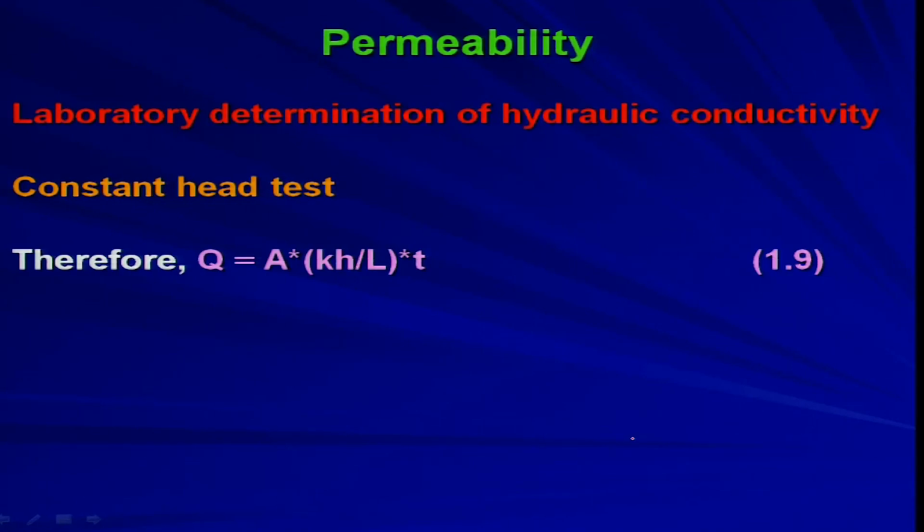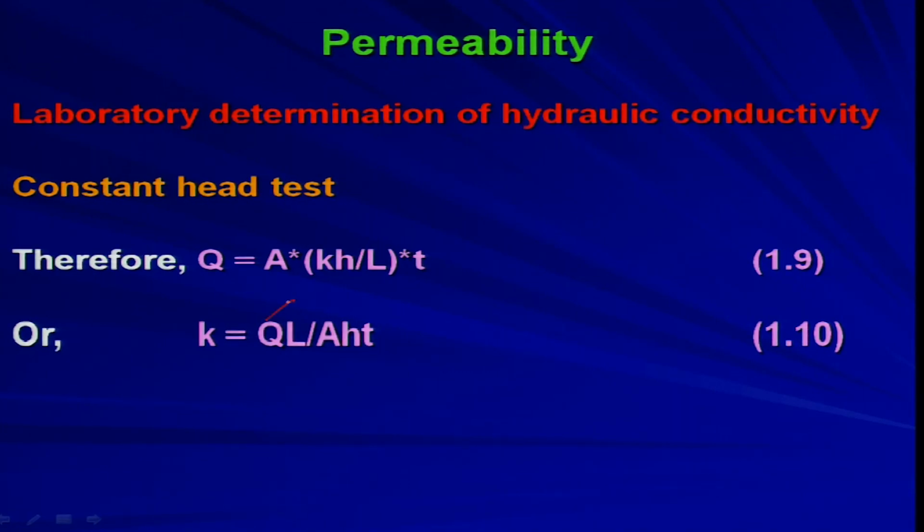Now therefore Q can be written as k into A into i into t, and instead of i you can write h by L. So Q equals k into A into h by L into t, or we can write k, the coefficient of permeability or the hydraulic conductivity, is equal to Q into L divided by A into h into t.